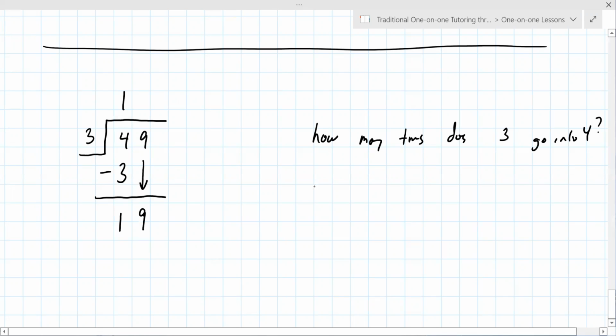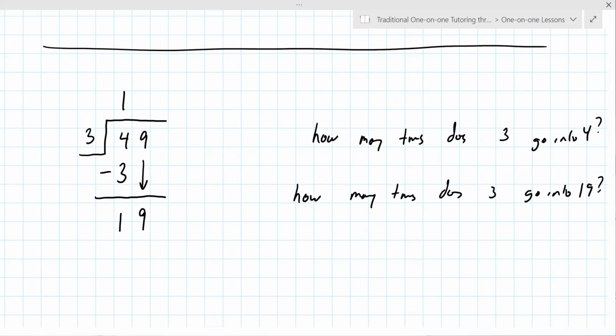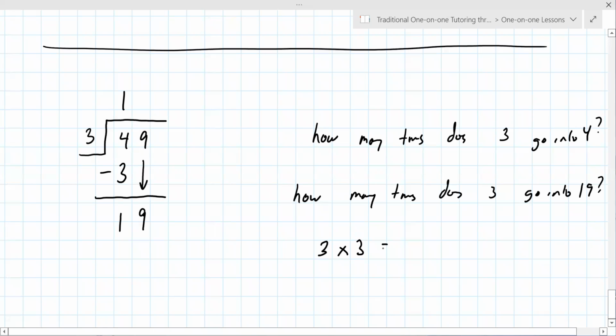Now this one's a little bit harder, but it's the same question. It's how many times does 3 go into 19? Okay, now if you're not sure, that's okay, but what do you think? 3. Okay, so let's do this. What's 3 times 3? Do you have your multiplication table? Yes. Okay, what is that?